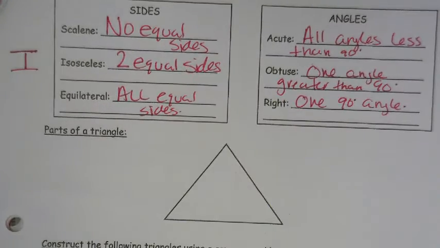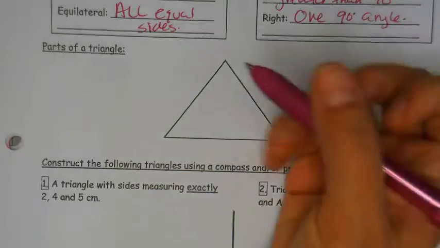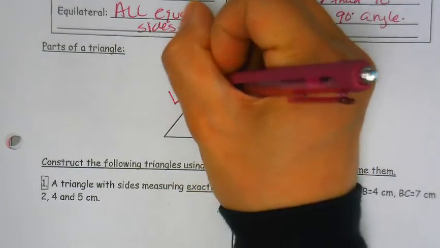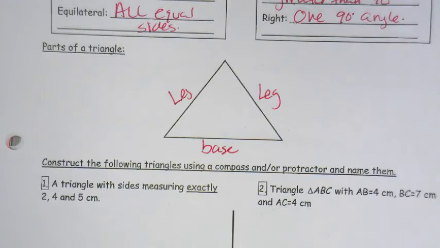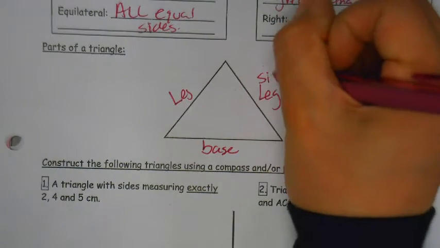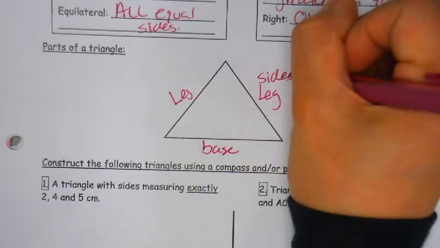Okay, parts of a triangle. This is called the base. These are called the legs. They're also called sides. A side.